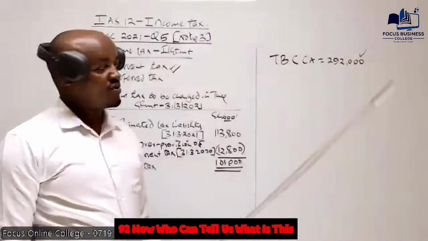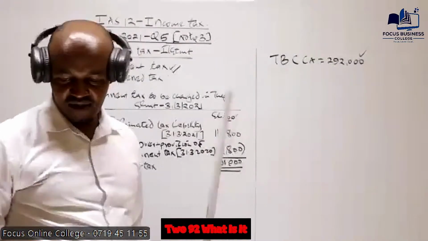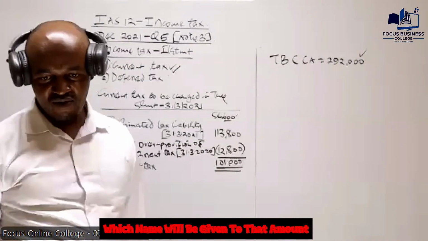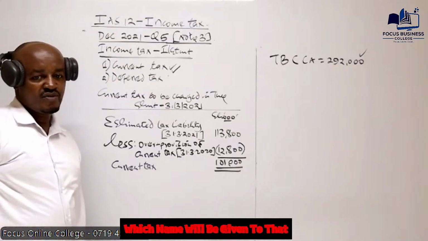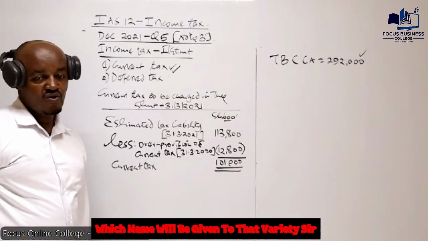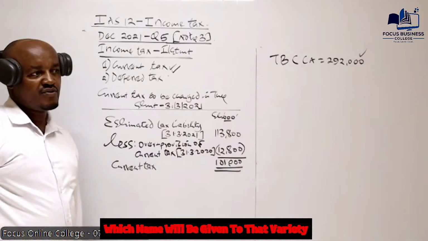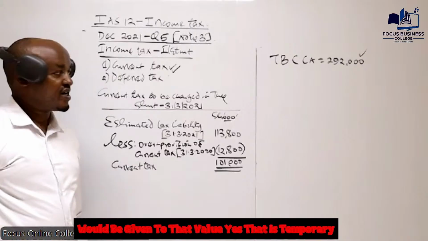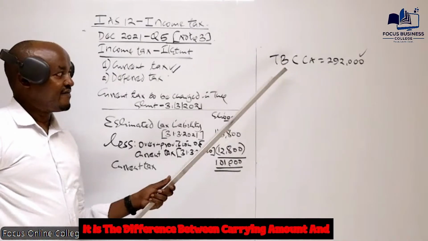292. Now, who can tell us what this particular amount is? Which name will be given to that value? Yes, that is the temporary difference, because you can see it is the difference between the carrying amount and the tax base.